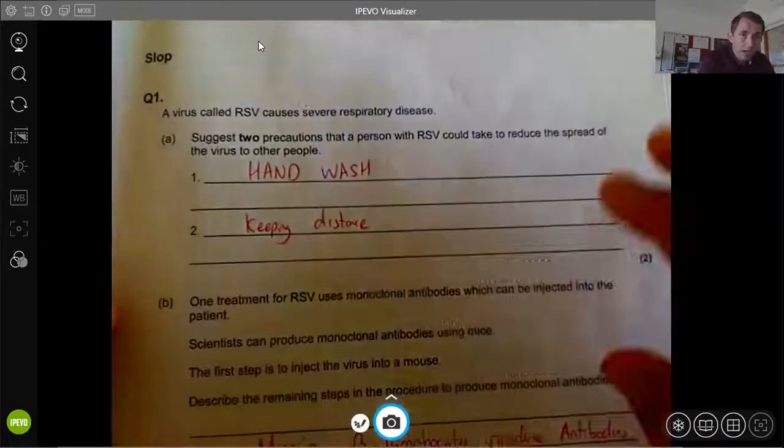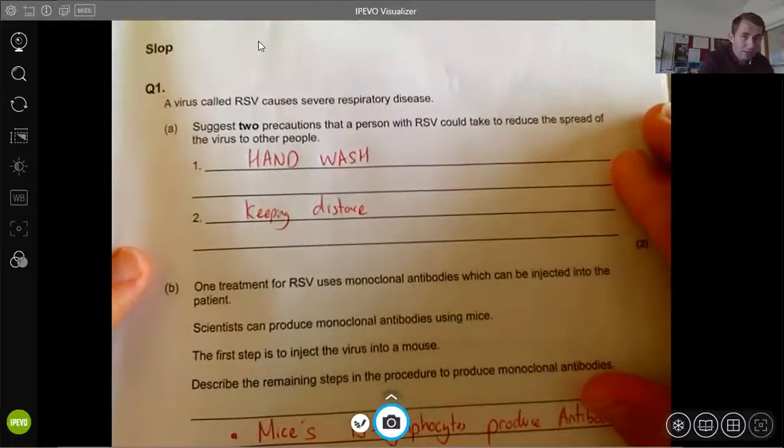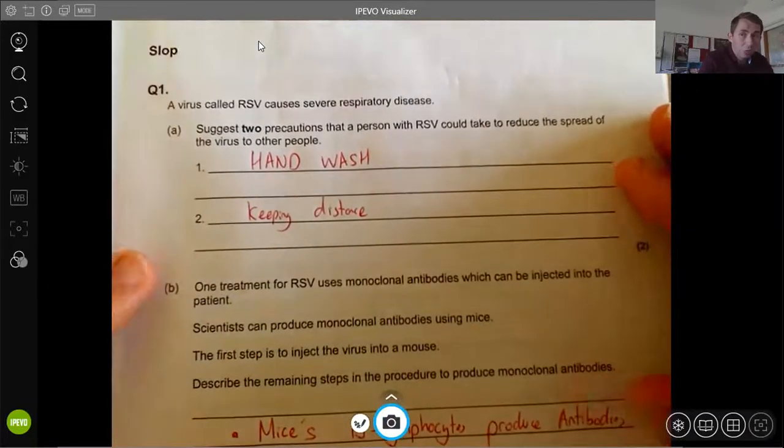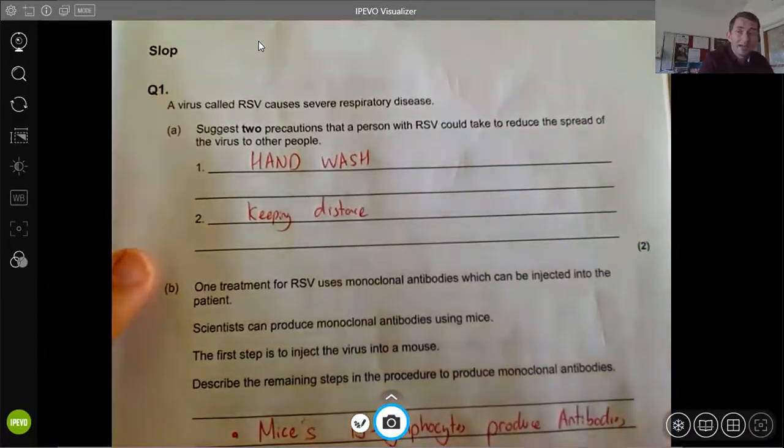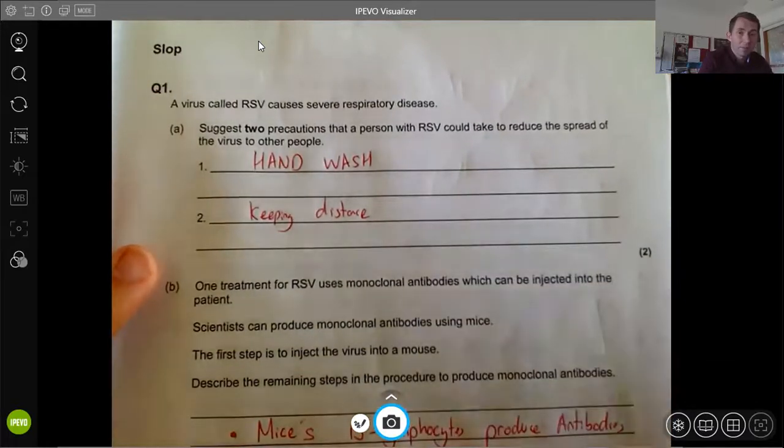So here are the answers, guys, to your questions. Question number 1, two precautions you could take stopping a person from spreading RSV. They can wash their hands or keep a distance. Again, literally what's going on right now, guys. You can say loads more than that, but that's what I've gone for.